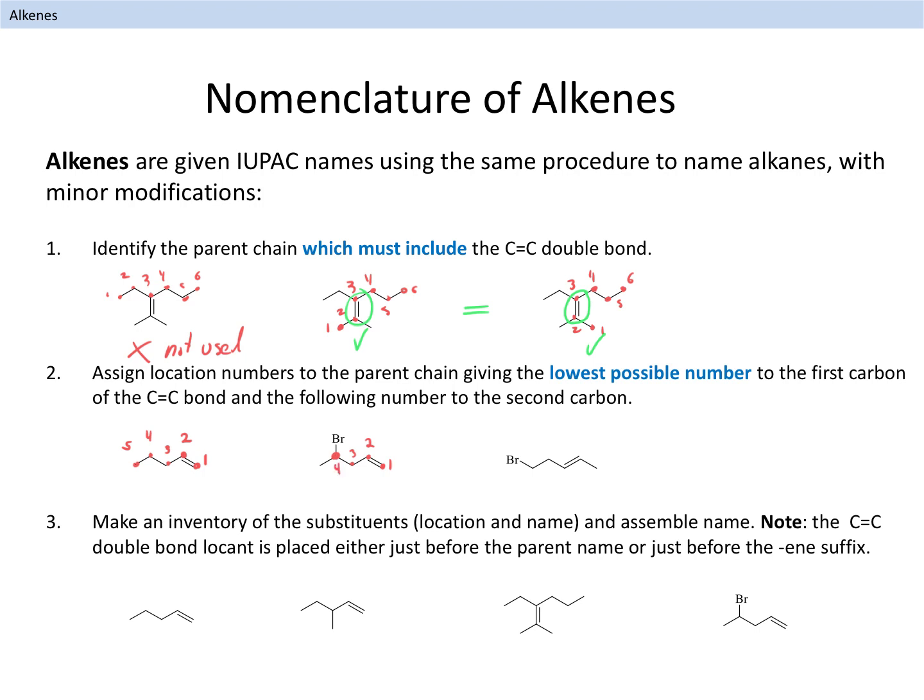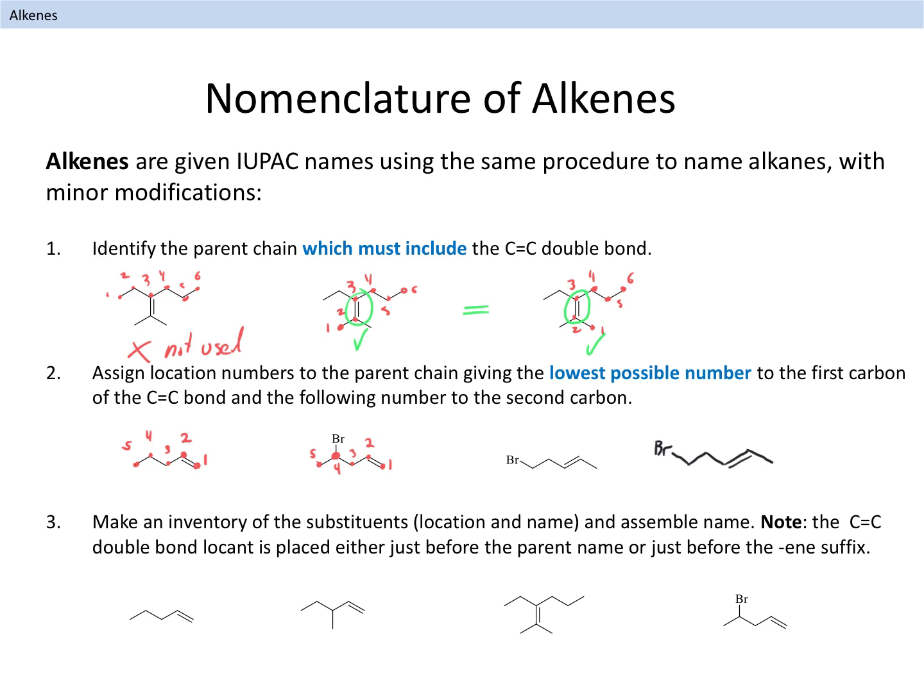A third example in this series also has a bromo substituent, but this time it is connected to a terminal carbon atom on the parent chain. We also see that the pi bond is not at a terminal atom. Rather, it is an internal double bond. Where should we start numbering the parent chain? That's right, we still need to give the pi bond the lowest possible location numbers.